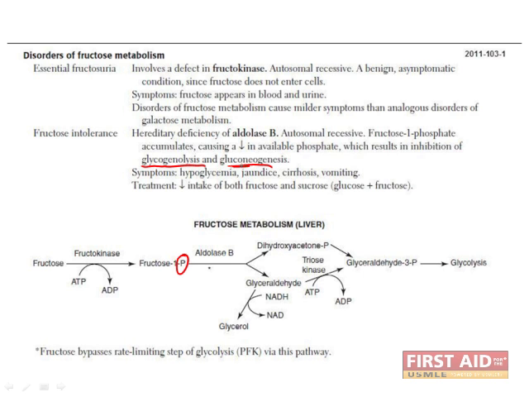Decreased ability to synthesize glucose results in hypoglycemia, and patients also demonstrate jaundice, cirrhosis, and vomiting, since the accumulation of fructose 1-phosphate becomes toxic to the liver. The treatment for this is to decrease the intake of both fructose and sucrose, since sucrose is composed of both glucose and fructose. In general, disorders of galactose metabolism, which we'll discuss next, are more serious.